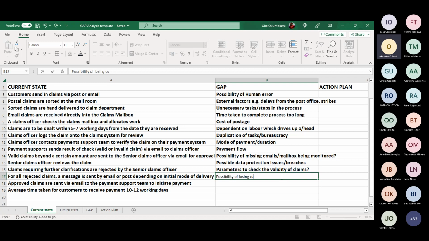Oh, no. Let me explain this one. It's a claim processing. Let's just assume that you have the possibility of losing the customer, or they lose interest in the service because of the time taken to process it. Okay, so losing customers due to long lead time. Yeah, long lead time.